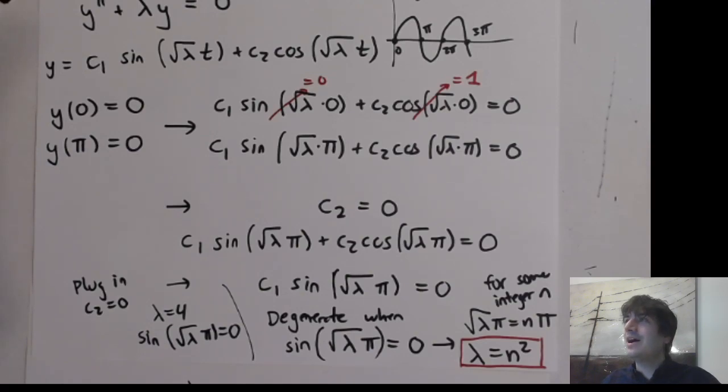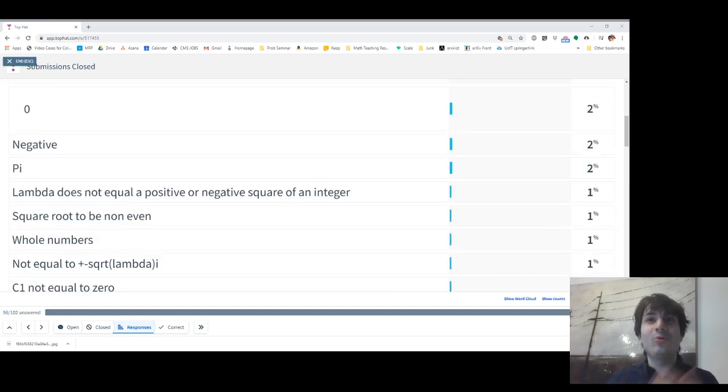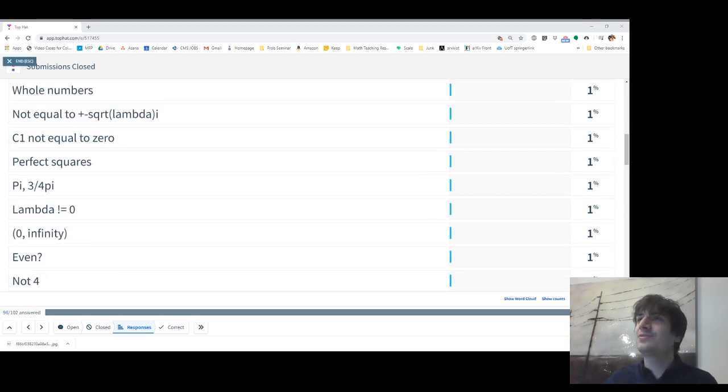Square root to be non-even. So one person wrote perfect squares. That's great. So perfect squares will work. What if lambda is negative? If lambda is negative, then you don't have this problem. So for what values of lambda do you have this thing? Only positive values of lambda work. Which positive values? Only squares. So negative values won't work.